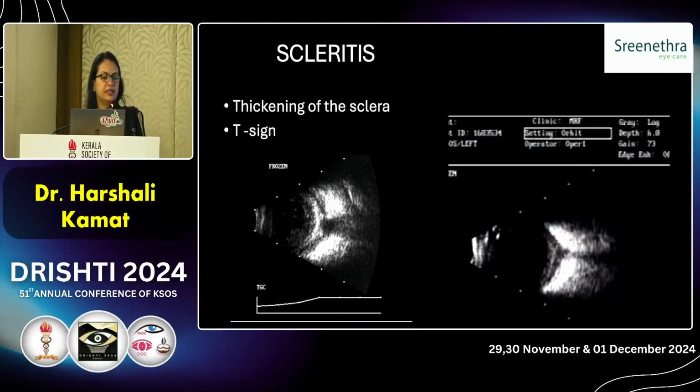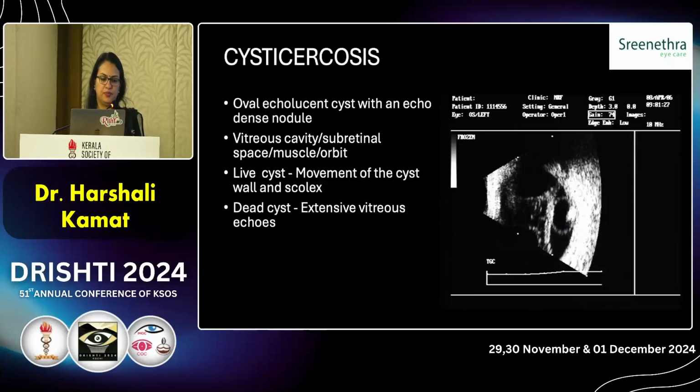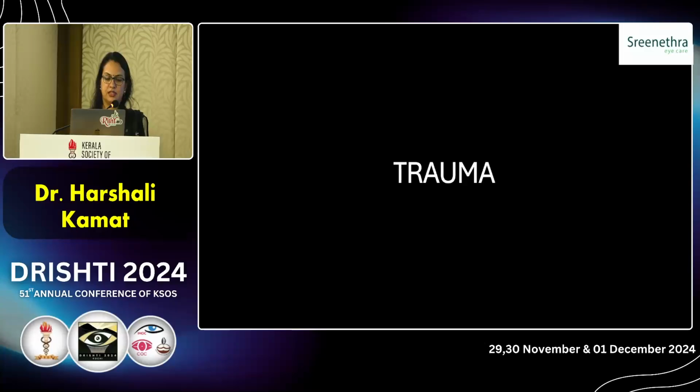In scleritis, again, you may have thickening of the sclera with an associated T sign, which I demonstrated earlier. Cysticercosis is a very typical echolucent cyst with the echodense nodule within it, very characteristic of cysticercosis.